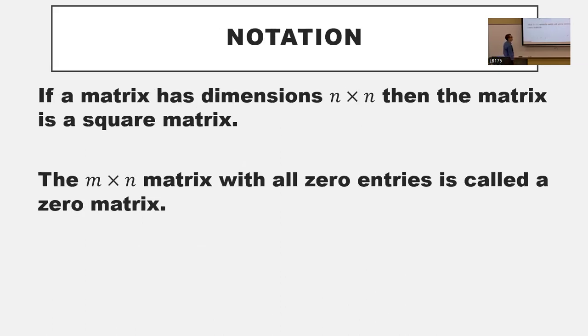That lower left matrix had 3 rows and 3 columns. Whenever that happens, whenever the number of rows and columns match up, we call that a square matrix. So a square matrix has the same number of rows as columns.